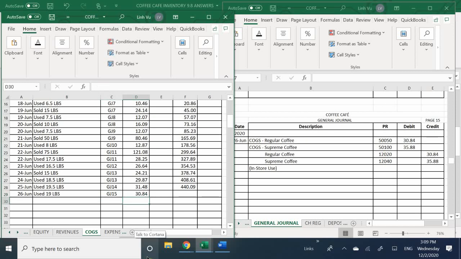Bringing our new total to $470.93. 470.93. Good. Awesome.